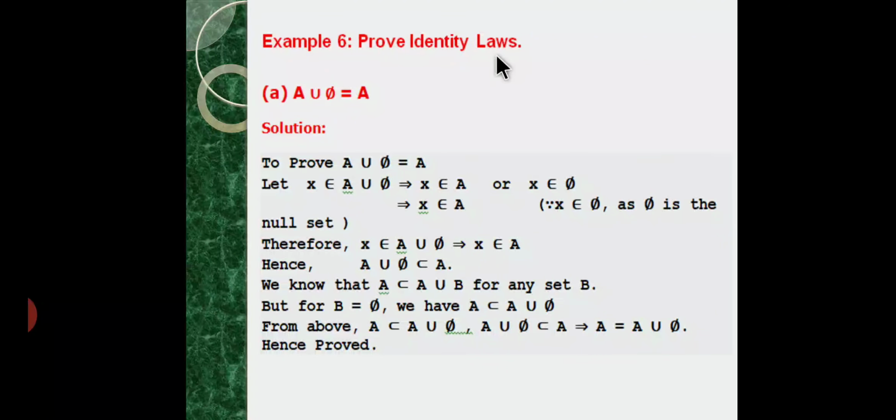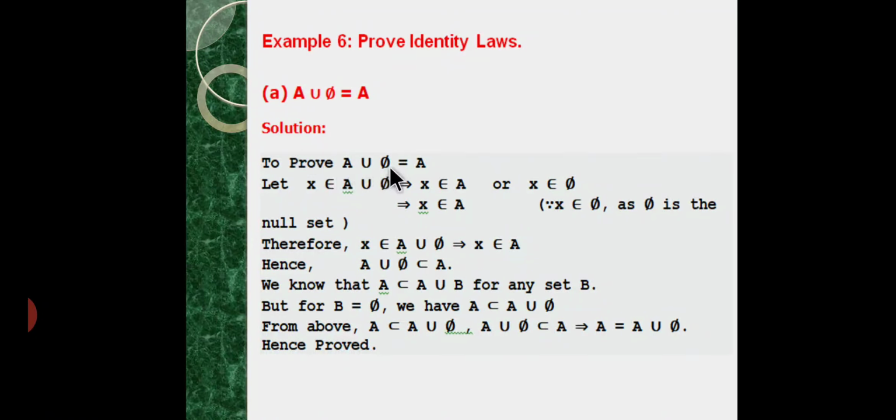So identity law: A union empty set, A union phi, is equal to A. So to prove equality, first we have to prove A union phi is a subset of or equal to A, and next A is a subset of or equal to A union phi. From that we write A union phi is equal to A.